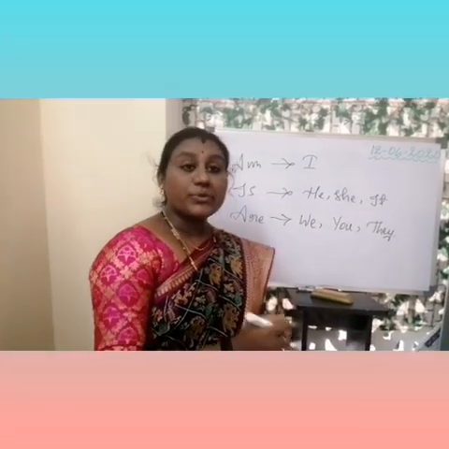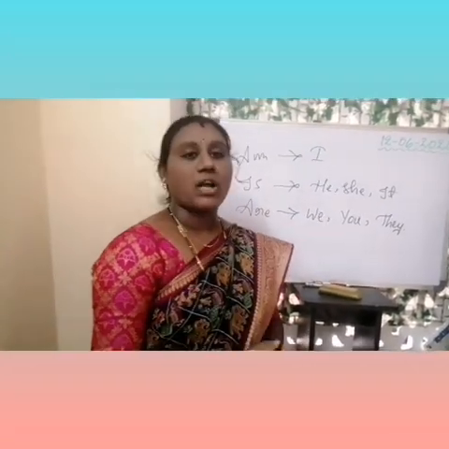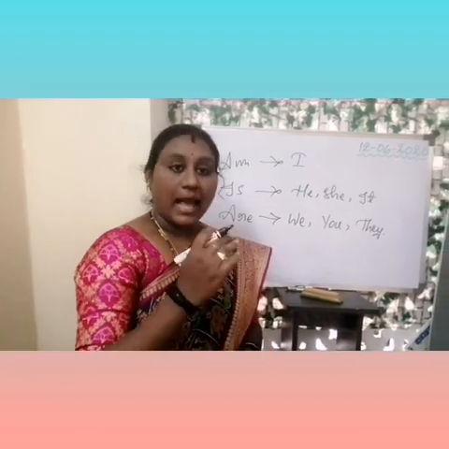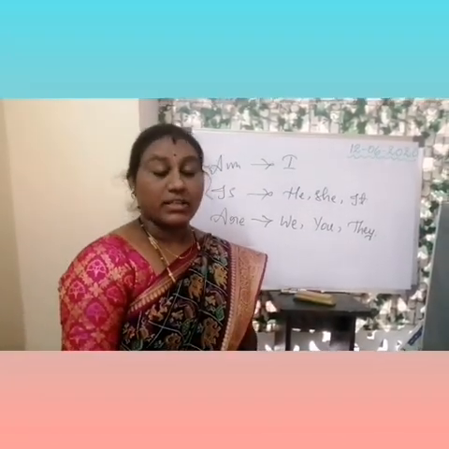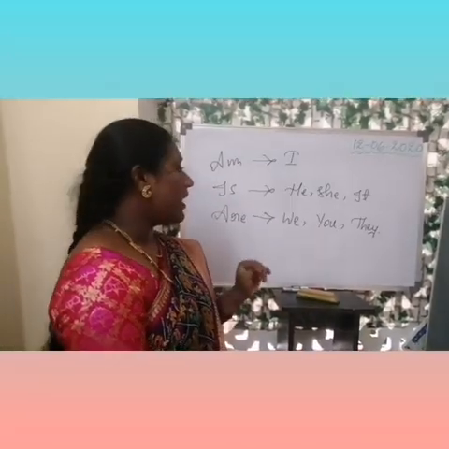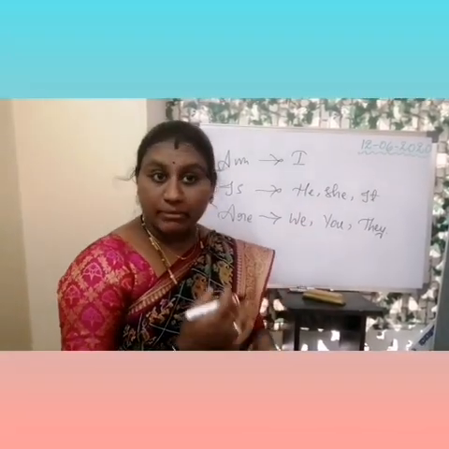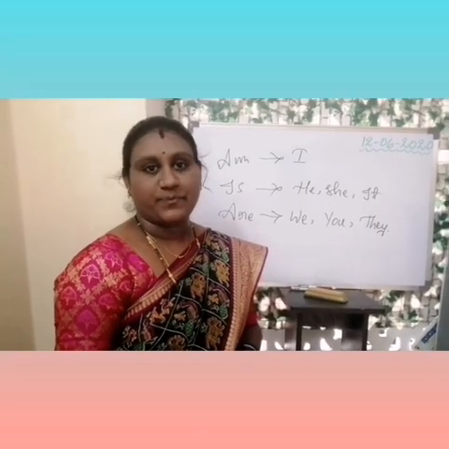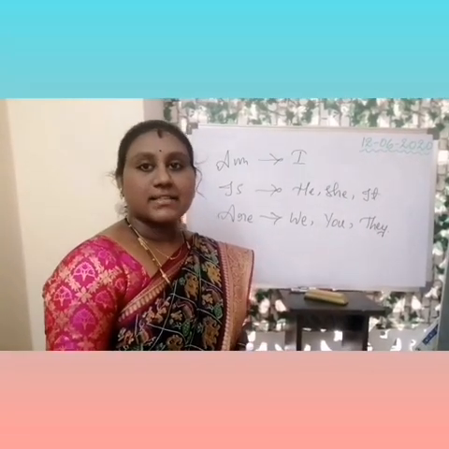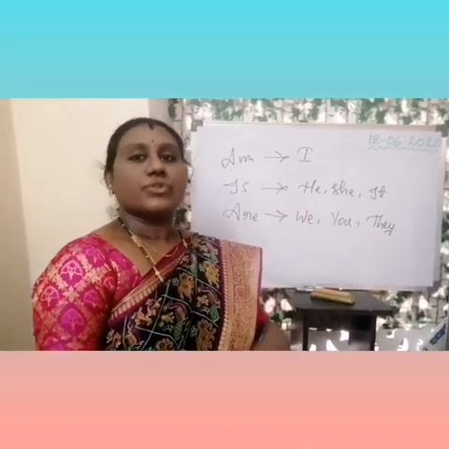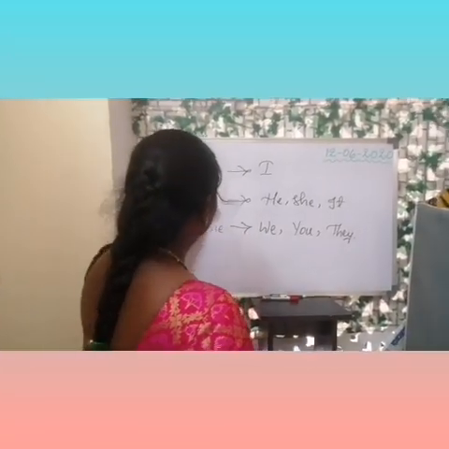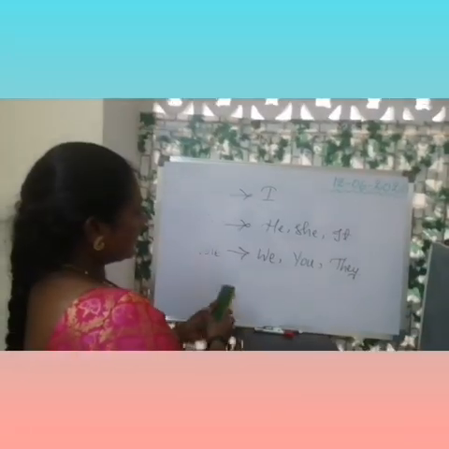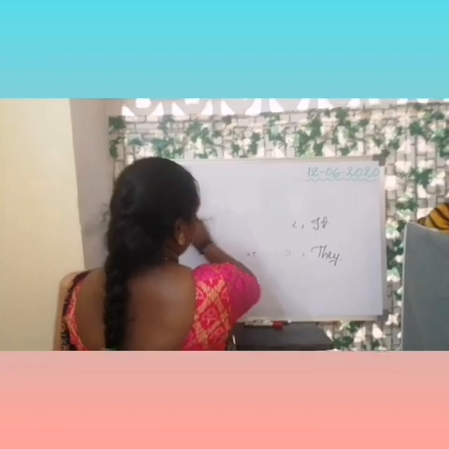So we use am for the first person, is for the third person, he, she, it, and are for we, you, they. Okay, so this is present continuous tense. Let's discuss some examples, then we can get an idea about it.